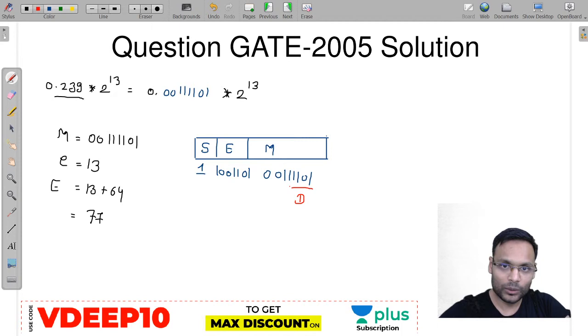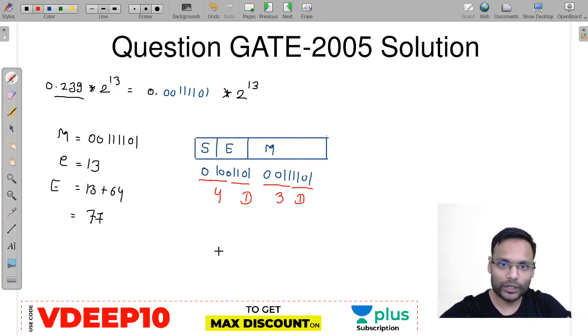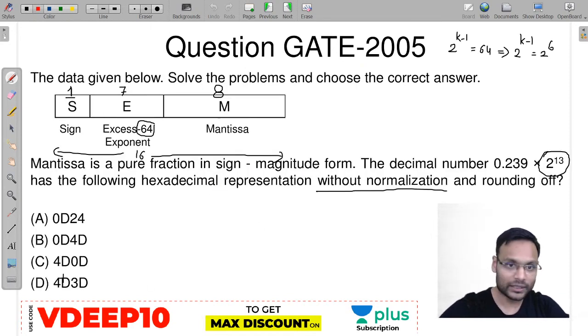Then we have 0011. Then 1101 again D. And then 11. Okay, sorry. One mistake I have done. Positive it is. So positive के लिए sign यहाँ आएगा. ओहो. Sign will be 0, not 1. Sign is 0. So it will be 0110, which is 4. 4D, 3D. 4D, 3D. Good, Vivek. Nice. 4D, 3D.